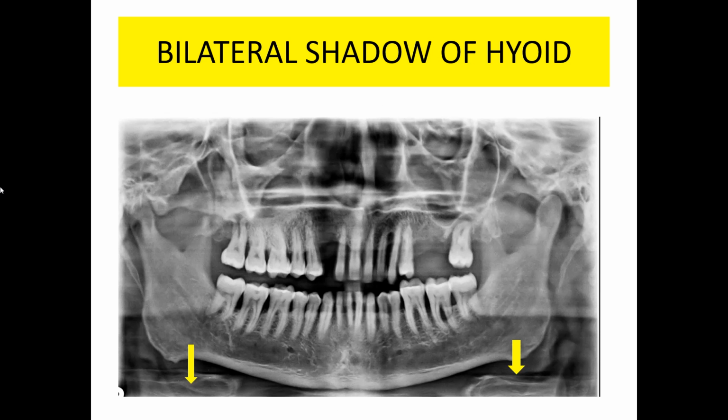Now this is a classical example of double image of hyoid bone. The midline hyoid bone shadow is captured twice by the rotating beam and casts a double shadow on either side of midline as shown by yellow arrows. Both are mirror images of each other.